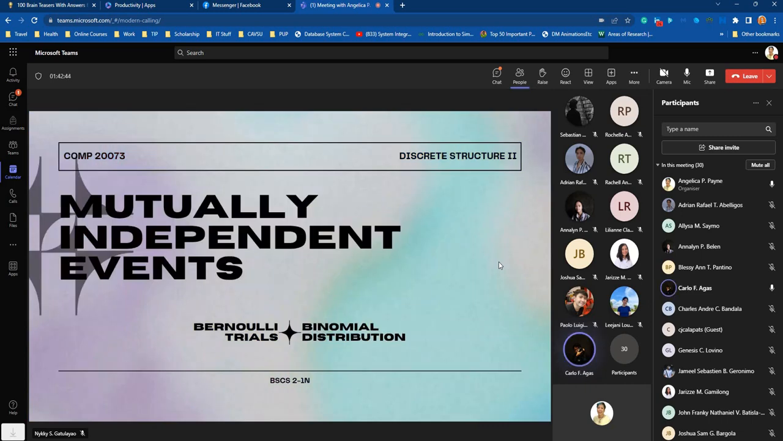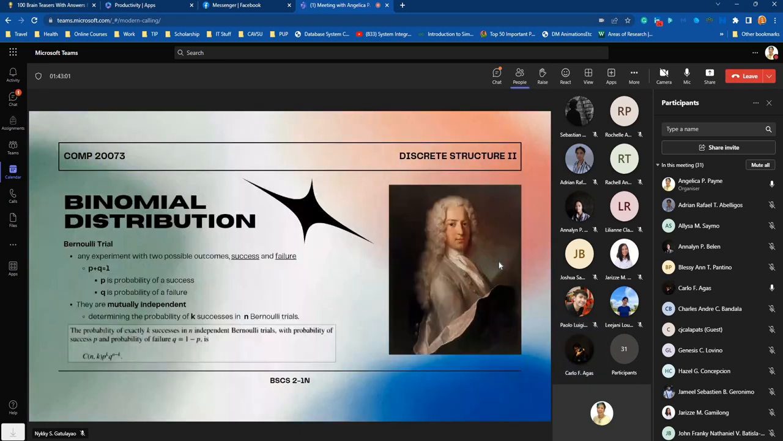Yan. Diyan tayo sa Bernoulli trials at binomial distribution. Hindi tayo masyado mag-dig in sa Bernoulli trials. Doon tayo mag-focus sa binomial distribution. So, next. Yan. Una, i-discuss lang natin ng very, very light yung Bernoulli trials para ma-discuss natin yung binomial distribution.